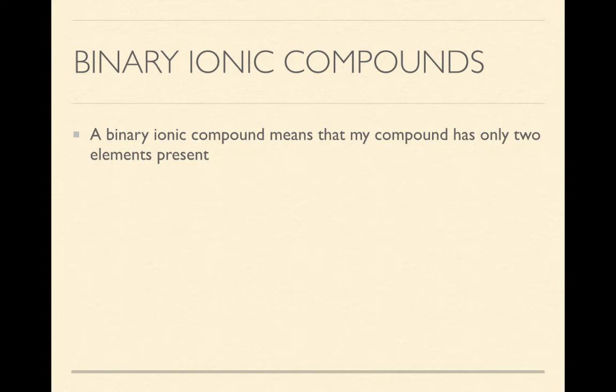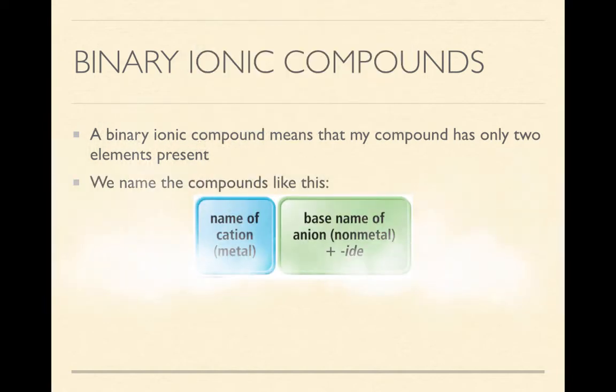And anytime we have an ionic compound, we're going to focus primarily on binary ionic compounds. We can identify binary ionic compounds because it means I only have two elements present. It doesn't mean I have two atoms present, but just two types of element present. So we name the compounds like this. We take the name of the cation, that's the metal, and we give it just its regular name. And then we take the base name of the anion, which is the nonmetal, and we add an -ide in a logical place.